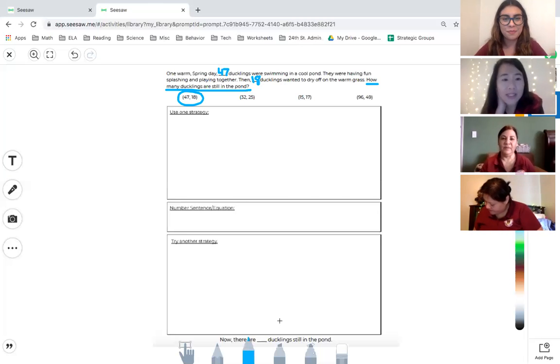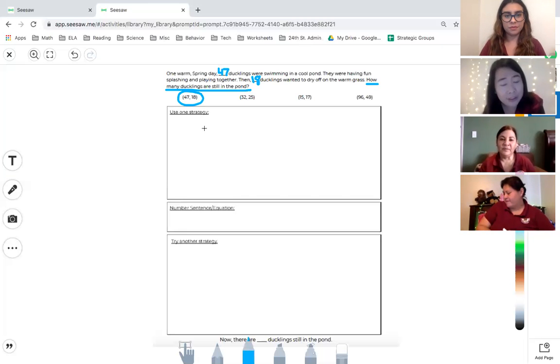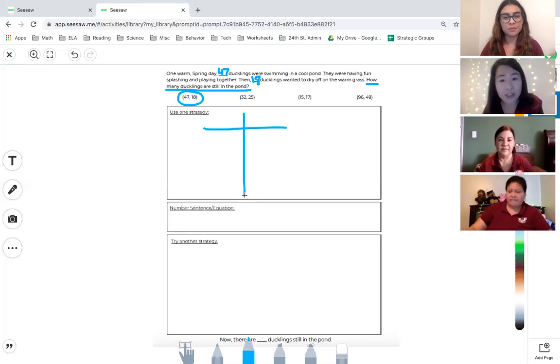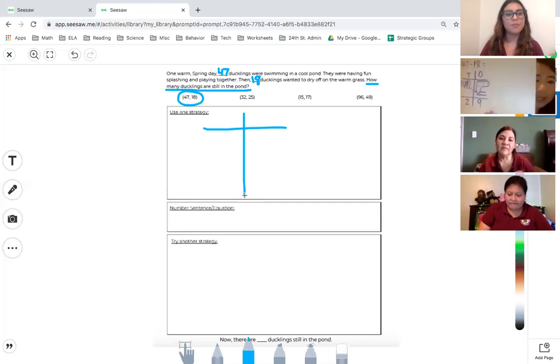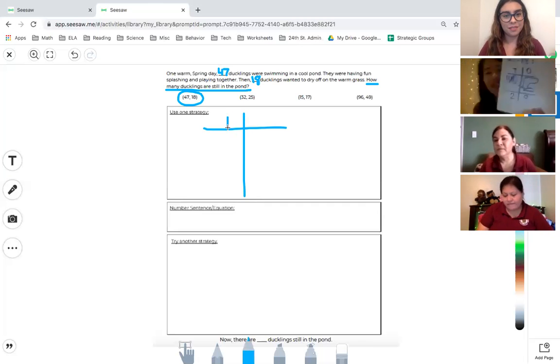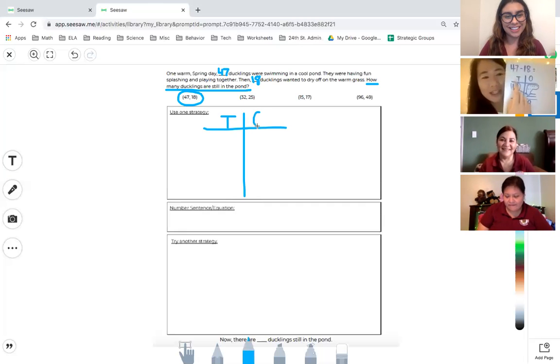Yeah, so I use the tens and ones strategy because I've never seen double digit subtraction in a long time. We've only been doing 2 digits minus 1 digit, and I just didn't want to get confused. So I drew my tens and ones again. And then with my tens and ones, I drew 47. So 47 is 4 tens and 7 ones.